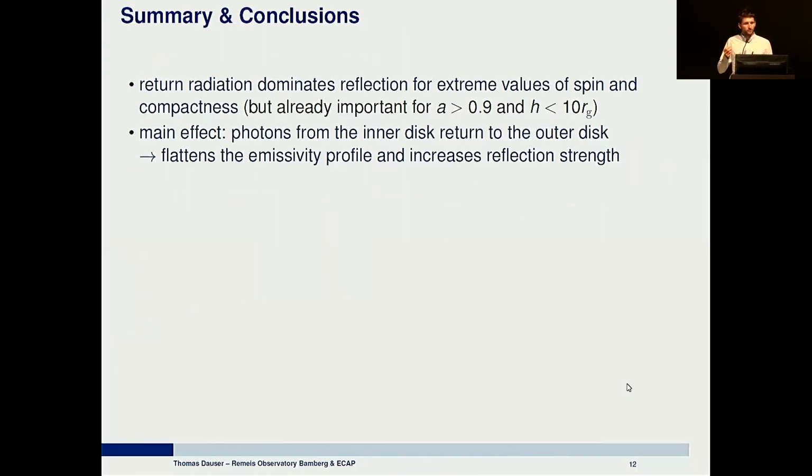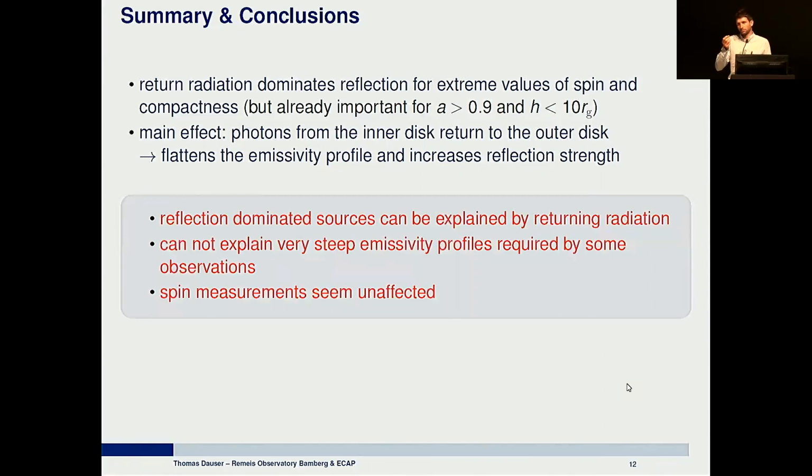So I hope I can convince you that returning radiation actually dominates reflection for extreme values of spin and compactness, but it's already important for already high spin and compact corona. And the main effect is that photons from the inner disk return to the outer disk, which leads to a flattening of the emissivity profile and increases the reflection strength. The basic conclusion that can be drawn from that is that reflection-dominated sources, in my opinion, can be easily explained once you include returning radiation, but they cannot explain the very steep emissivity profiles required by some observations.